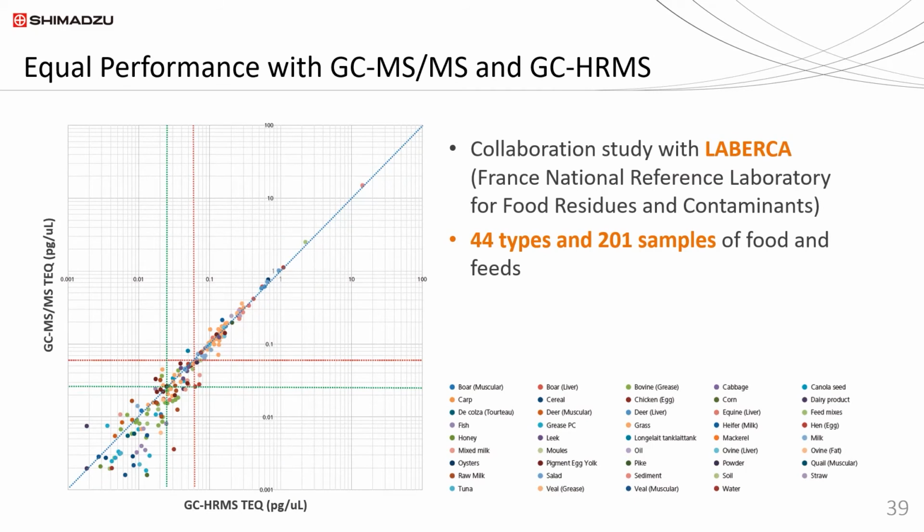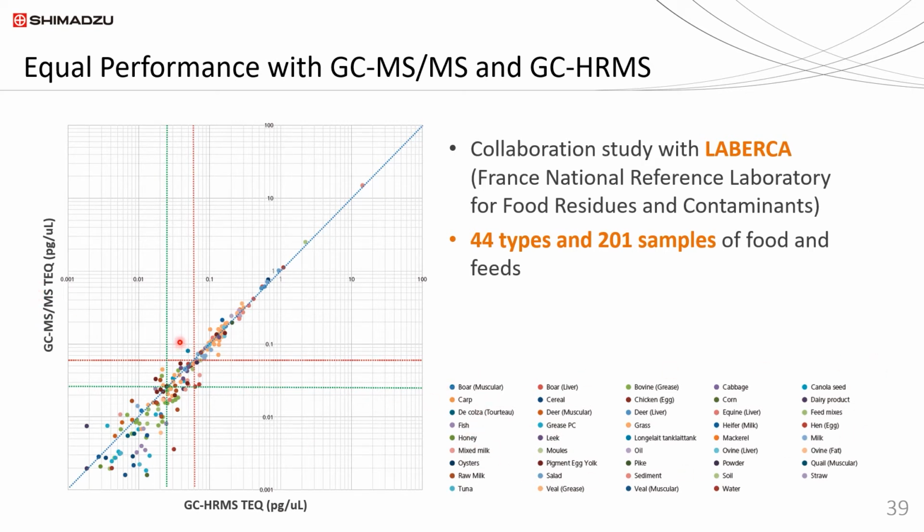While GC-MS was successfully applied for dioxin analysis, Shimadzu further compared the quantitative capabilities of GC-MS and GC-HRMS. In collaboration with Laberca, the France National Reference Laboratory for Food Residue and Contaminants, 44 types and 201 samples of food and feeds were analyzed. If we look at this plot, the x-axis represents the TEQ value of GC-HRMS analysis, while the y-axis represents the TEQ values obtained using GC-MS analysis for all these different samples.